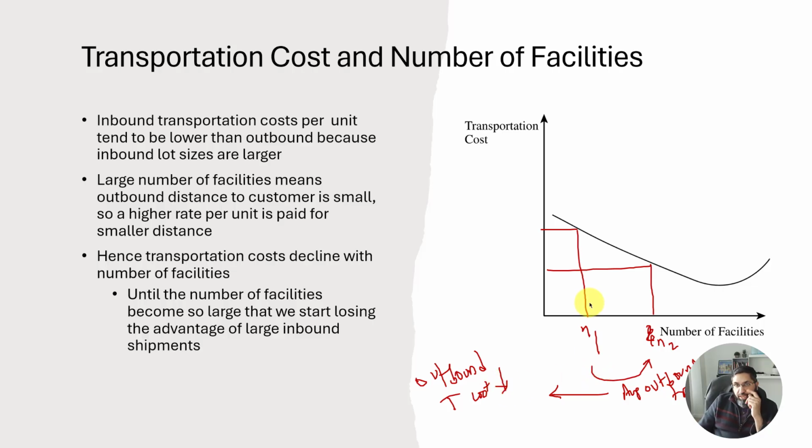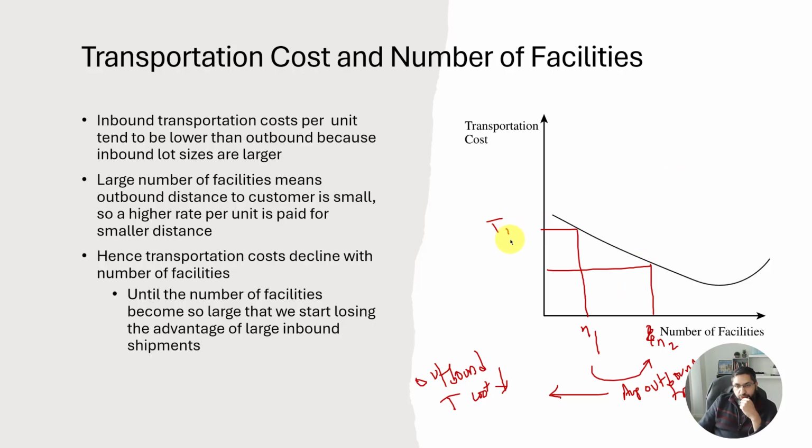Now, what about the inbound side? Well, inbound cost may not increase much because N2 facilities are not so many that you have no economies of scale on the inbound side. You may still be able to have economies of scale on the inbound side, even though the number of facilities is larger now. And if the inbound cost doesn't go up by a lot because you still have economies of scale there, and the outbound cost goes down, the total cost will go down.